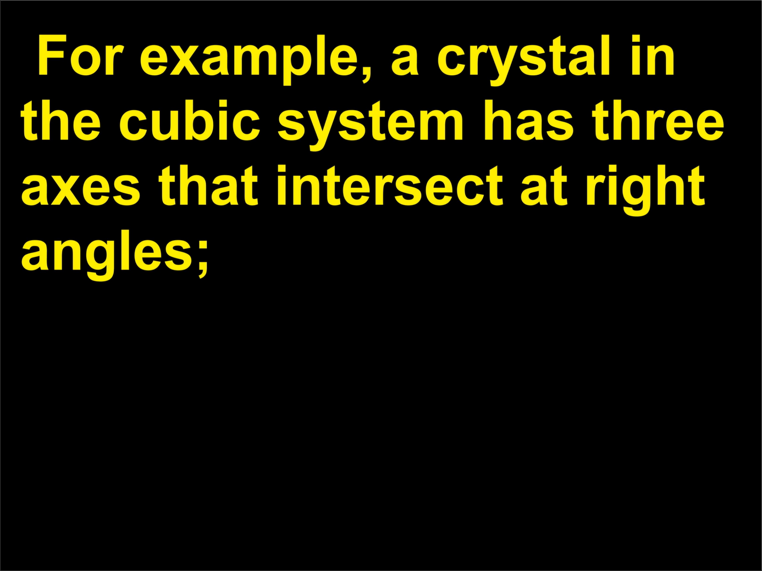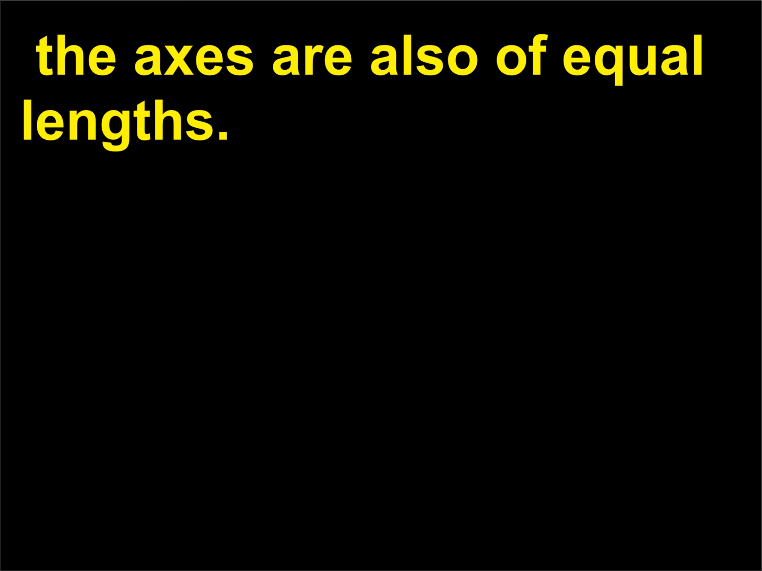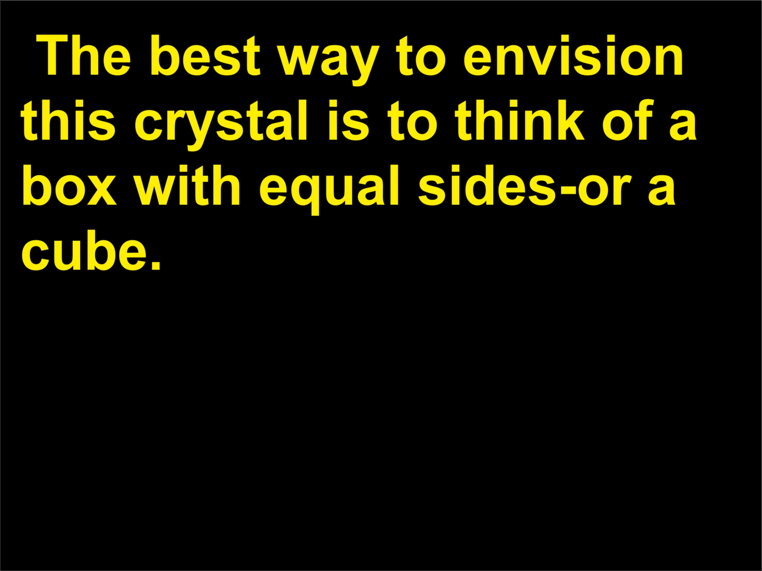For example, a crystal in the cubic system has 3 axes that intersect at right angles. The axes are also of equal lengths. The best way to envision this crystal is to think of a box with equal sides, or a cube.